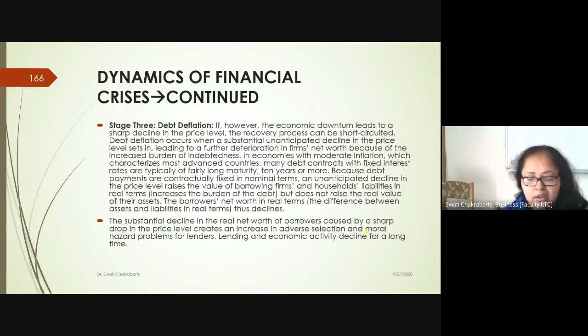That's stage three, which is the last stage that we have, which is debt deflation. If, however, the economic downturn leads to a sharp decline in the price level, right, then the recovery process can be only short term. Then debt deflation occurs, where a substantial unanticipated decline in the price level sets in, leading to a further deterioration in firms' net worth because of the increased burden of indebtedness.